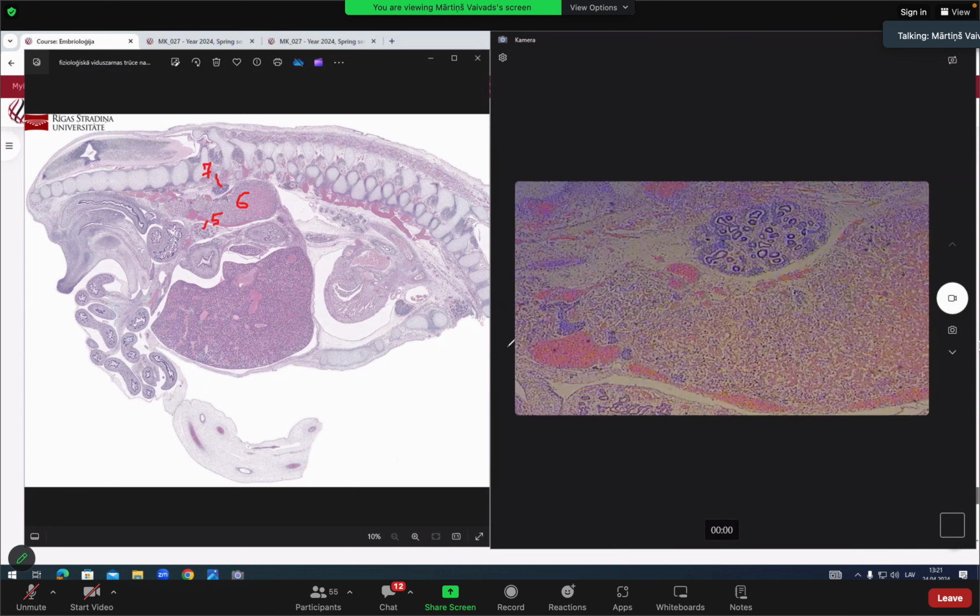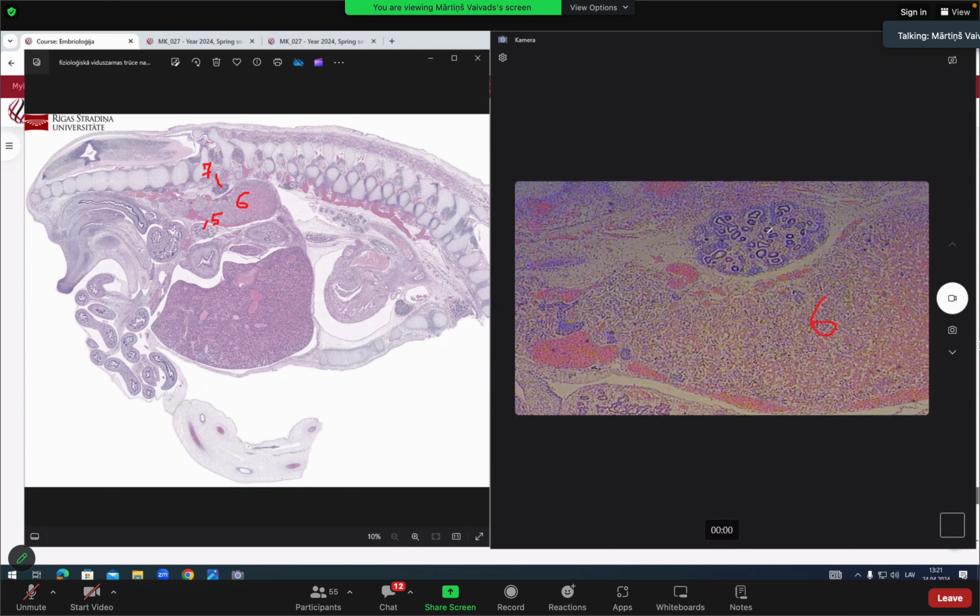So, I heard some comments already. Number 6, that's the developing adrenal gland. And number 7, metanephros. As simple as that, we can see these structures.